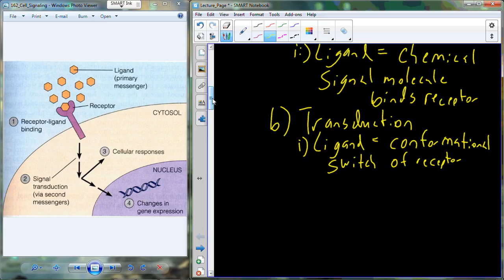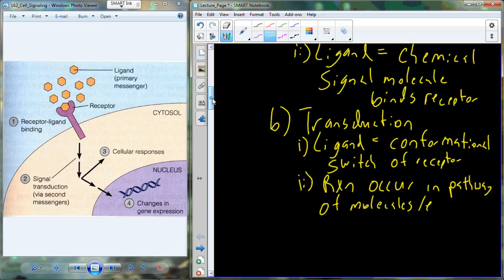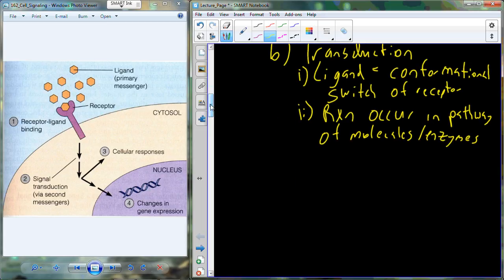With transduction leading from the conformational switch of the receptor, we usually initiate a series of reactions. So we have reactions that occur in a pathway of molecules and enzymes. And hopefully by this point you're beginning to become familiar with pathways of molecules and enzymes, as you go through cellular respiration, communication, and photosynthesis. So now I'm beginning to have certain substrates that are accumulating in the cell, certain products that are passed to new reactions as we progress through this pathway, and eventually we're going to have a response. So we have reception leading to transduction, which leads to the response. And the response is just simply going to be the physiological action that occurs.